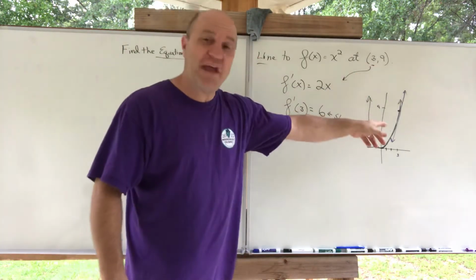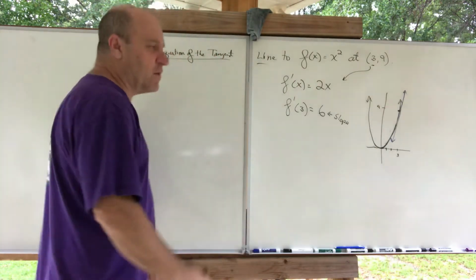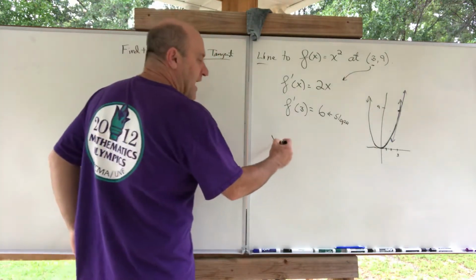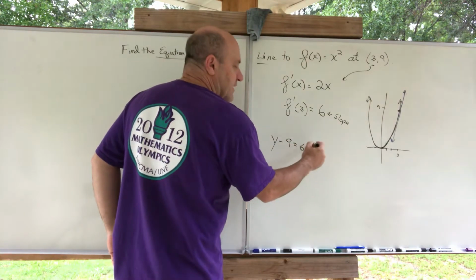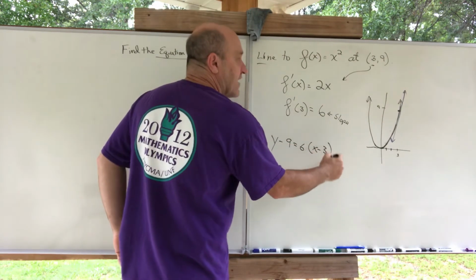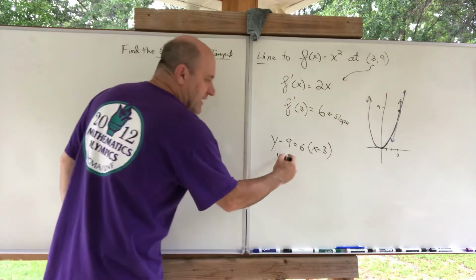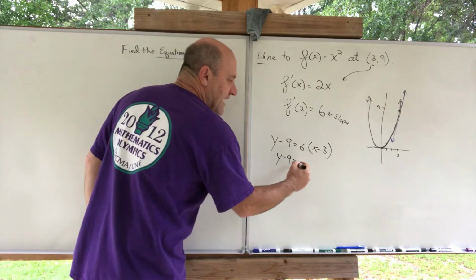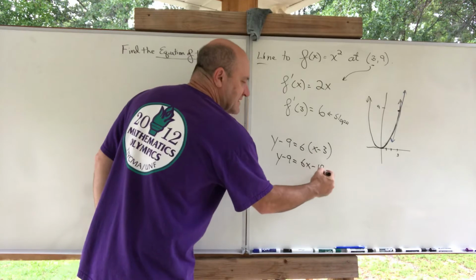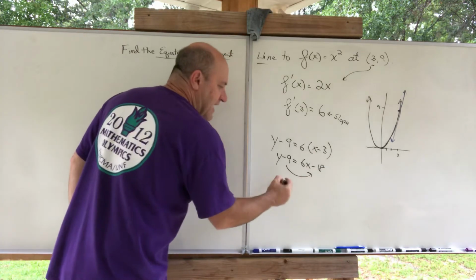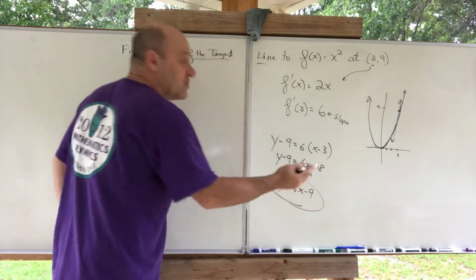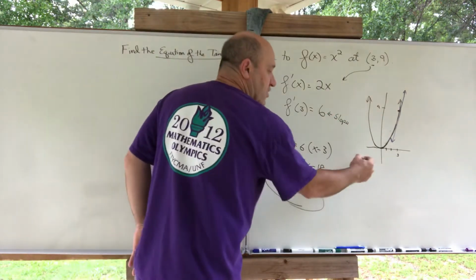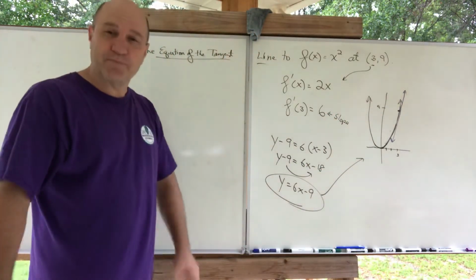To get the equation of the line, I tend to do the point slope formula. It goes like this. y minus the y value, 9, equals the slope times x minus the x value, 3. I distribute, I clean it up. y minus 9 equals 6x minus 18. What am I going to do? Add 9. y equals 6x minus 9. That's the equation of this line. That's the equation of the tangent line.